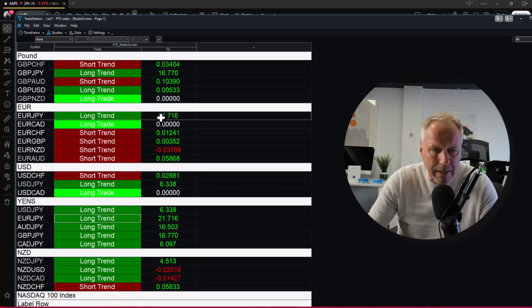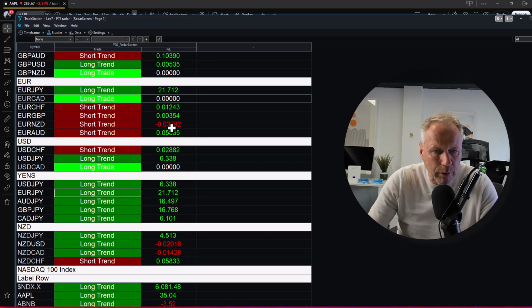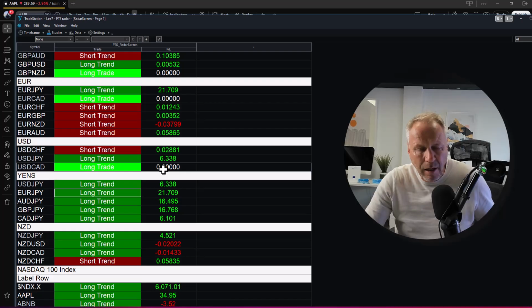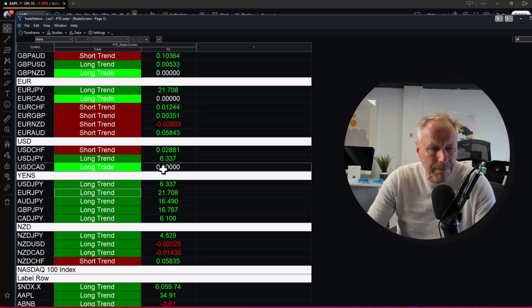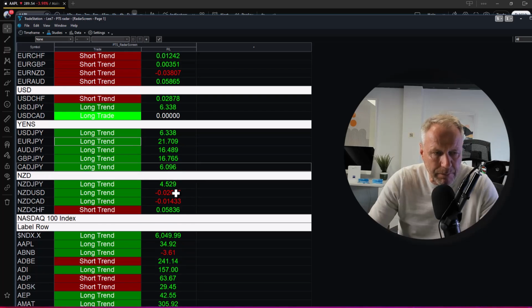And you can see the euro yen has been strong as well. So we might get some intervention at some point. And dollar yen's been really strong. Dollar CAD's just starting out a long swing trade. So this is holding for 2 weeks, for 2 months. Aussie yen up 1,649 pips. CAD yen up 600 pips.